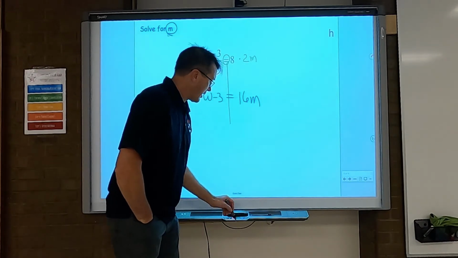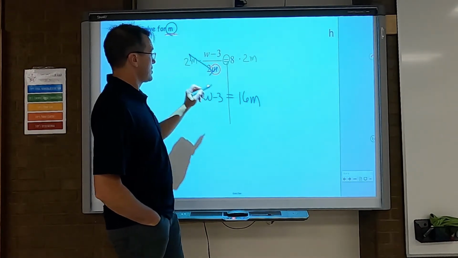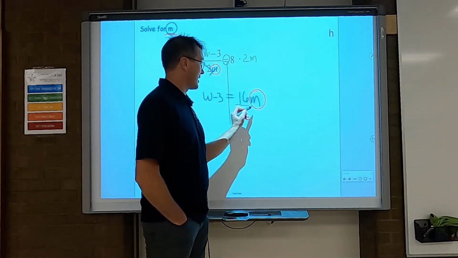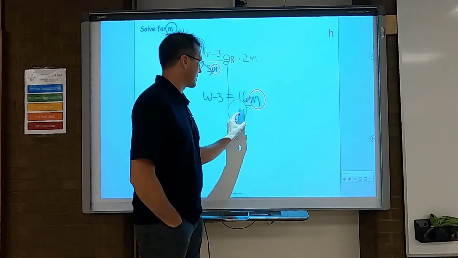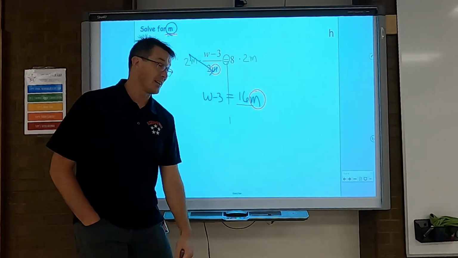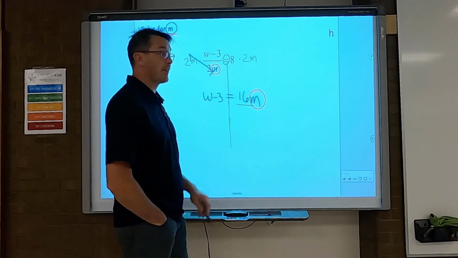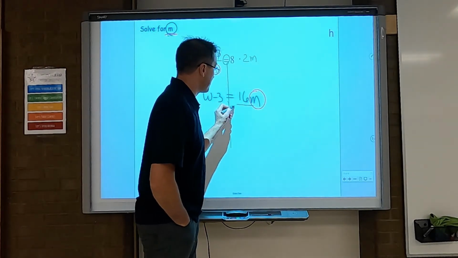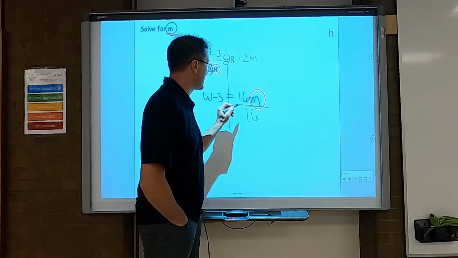I'm still solving for m. That hasn't changed, so I circle my variable. Now I know what my coefficient is. Anything touching it, that's a constant if you don't double underline, so I underline my coefficient, that's 16. And now I say, how do I get rid of a coefficient? Well, the opposite of multiply is divide. So I'm going to divide both sides of this equation by 16.